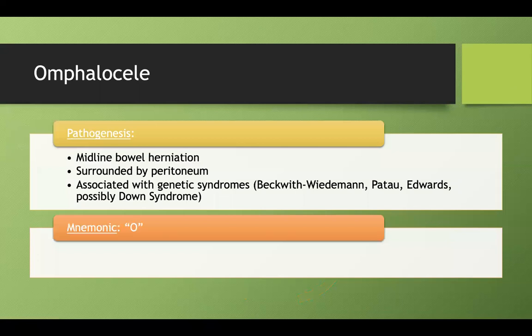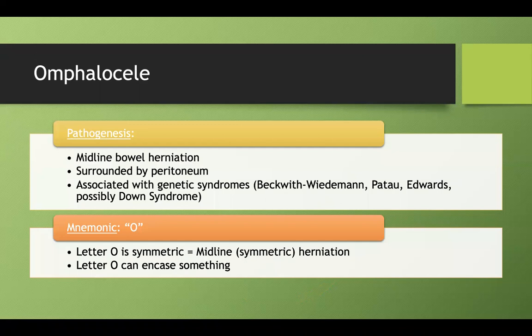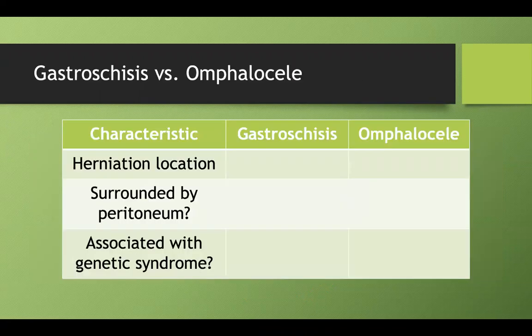And the mnemonic that First Aid gives is you have to think about the O in omphalocele. And just remember that the letter O is symmetric. So you'll have a symmetric herniation right down the midline. And remember that the letter O, you can put something and encase it in the letter O, and that should remind you that omphalocele is surrounded by peritoneum.